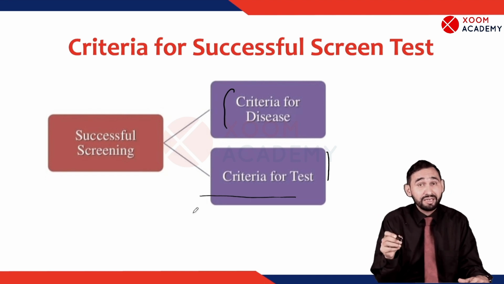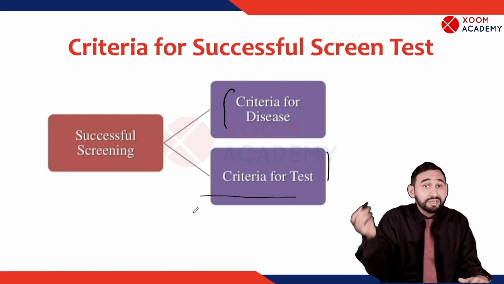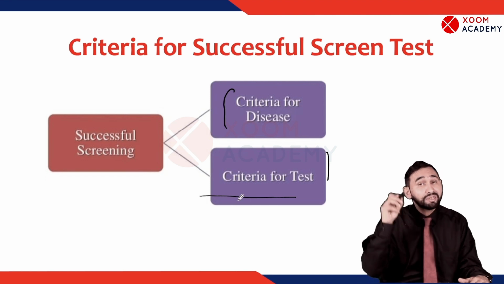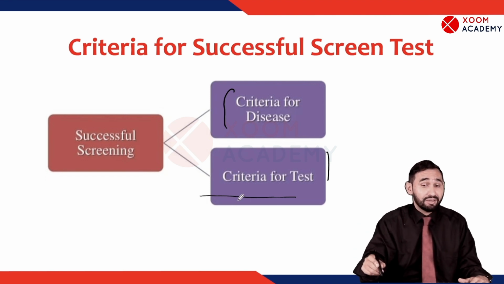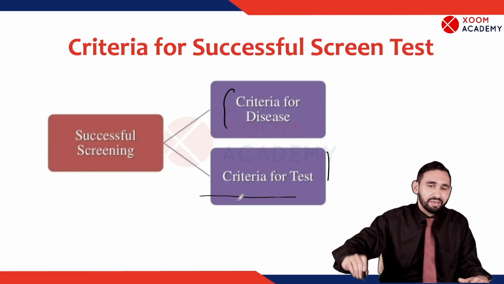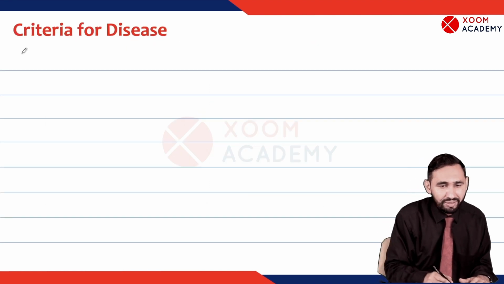We can set an inclusion criteria. Which disease should be included? And criteria for test. Which test should be included? Certain tests are not reliable. We will not include these tests. So let's discuss this criteria one by one. What is the criteria of disease?